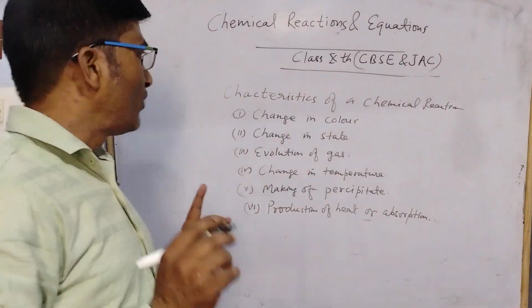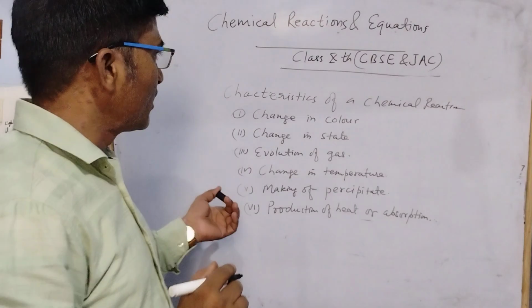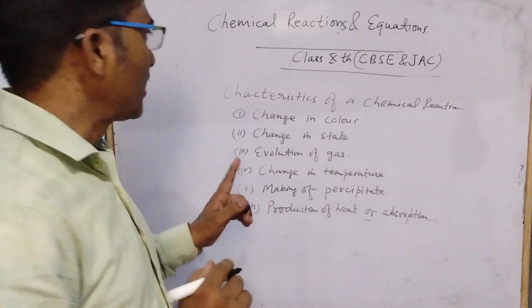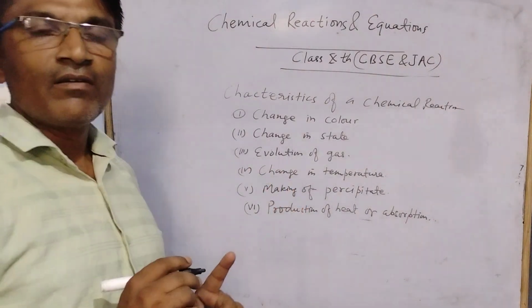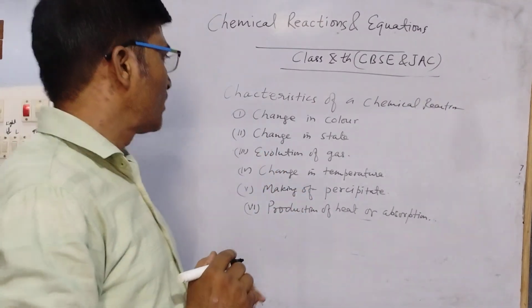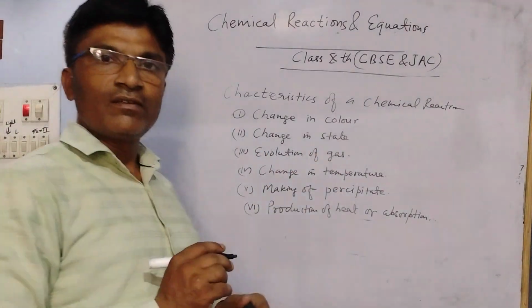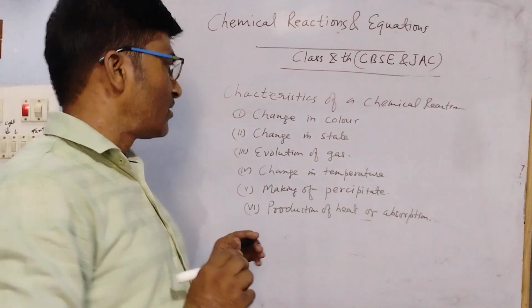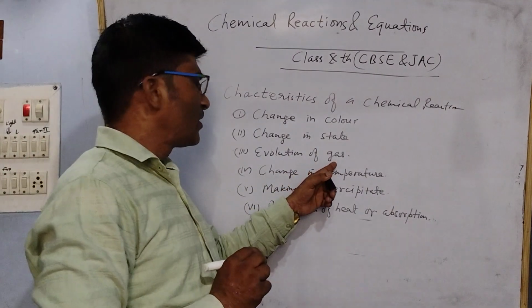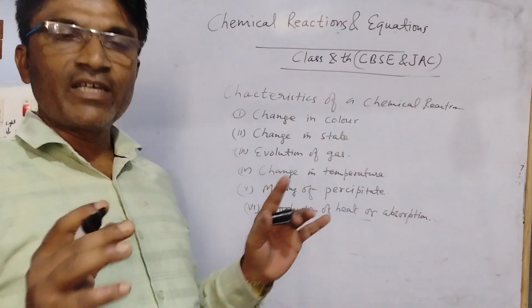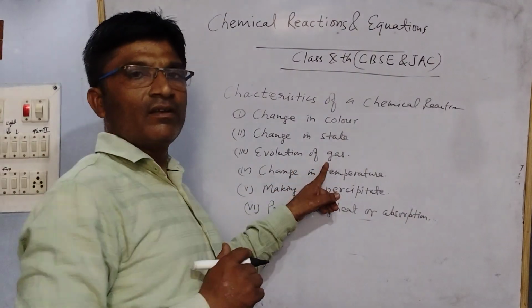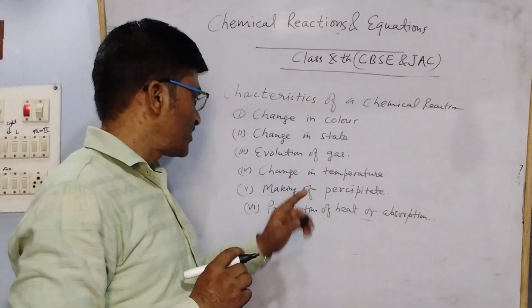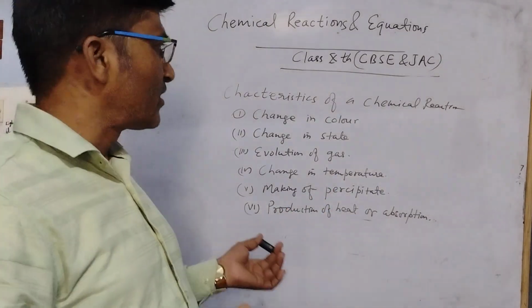We must know them. Where we find the color being changed, that means there has been a chemical reaction. If a state changes, that means there has been a chemical reaction. Evolution of gas: if gas is evolved, then we may say that a chemical reaction took place. Change in temperature, making of precipitate, etc.